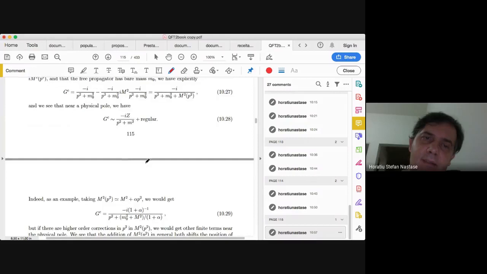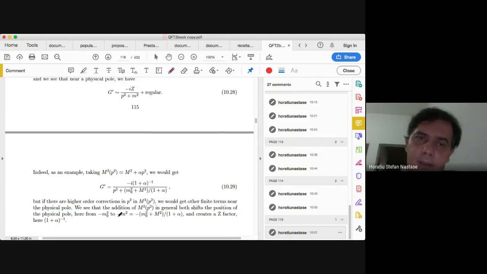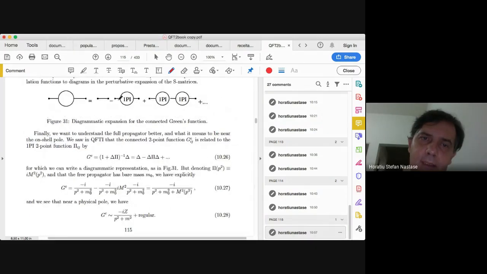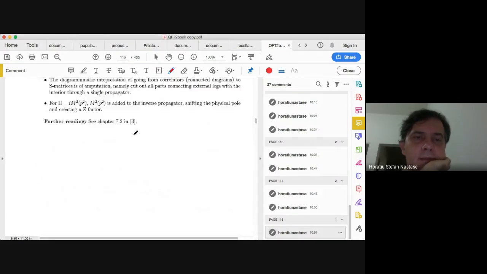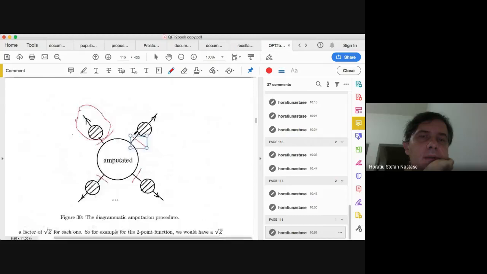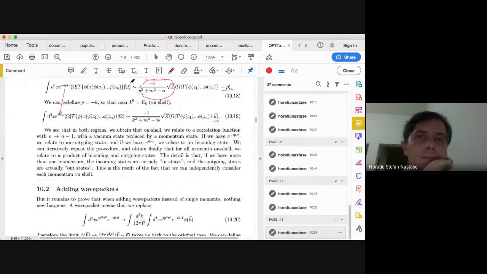All right. So this is useful in order to calculate the physical pole, for instance, by calculating the 1PI function. Well, I guess this is everything that I wanted to tell you. Yeah, that is everything.